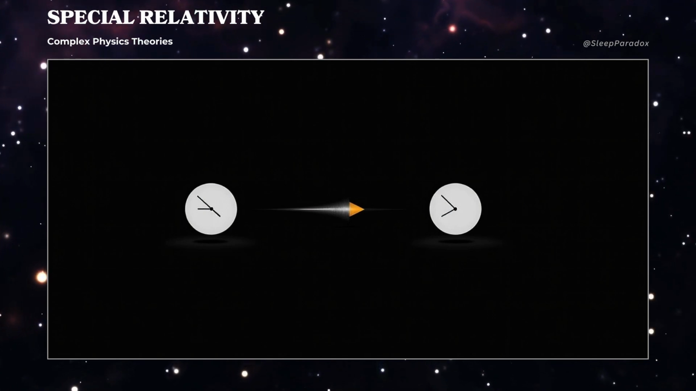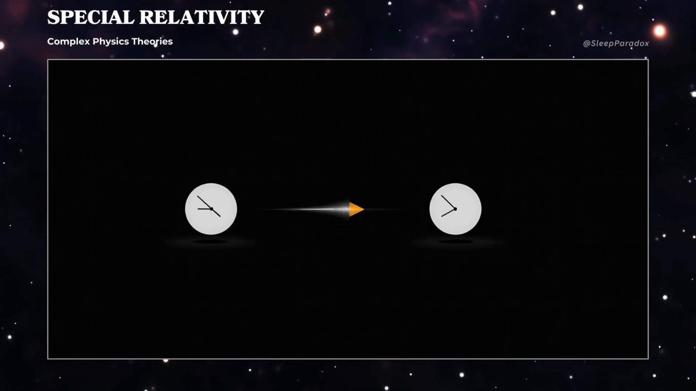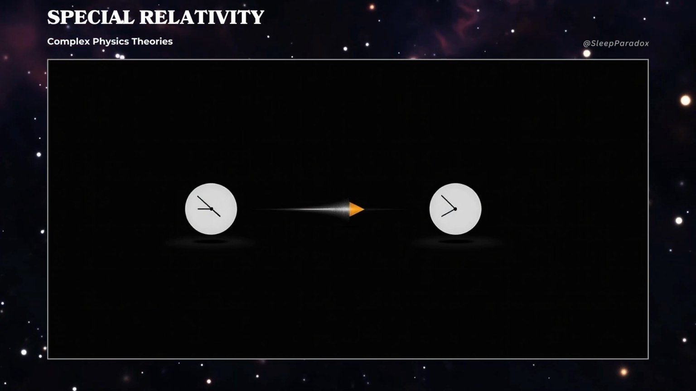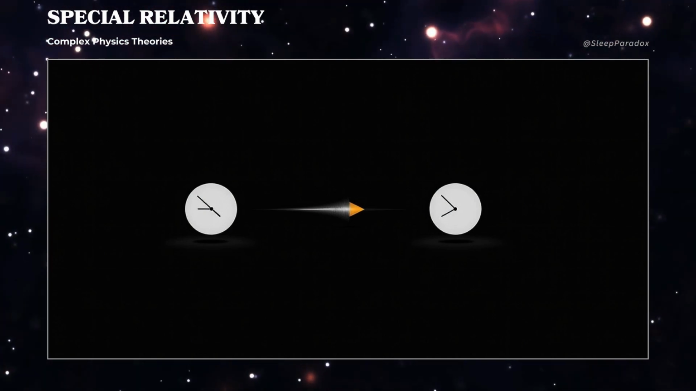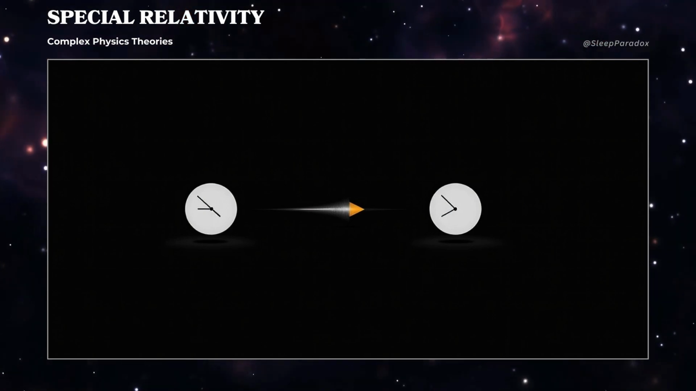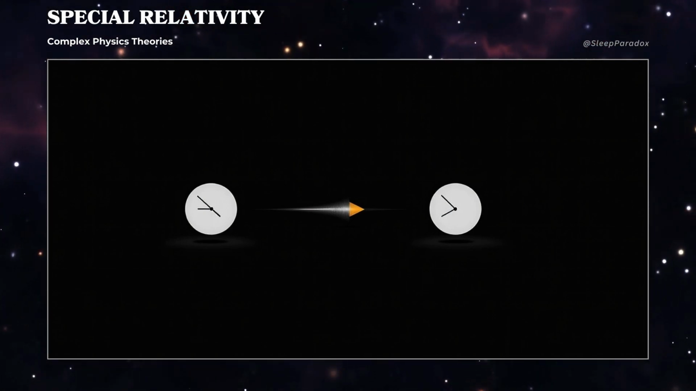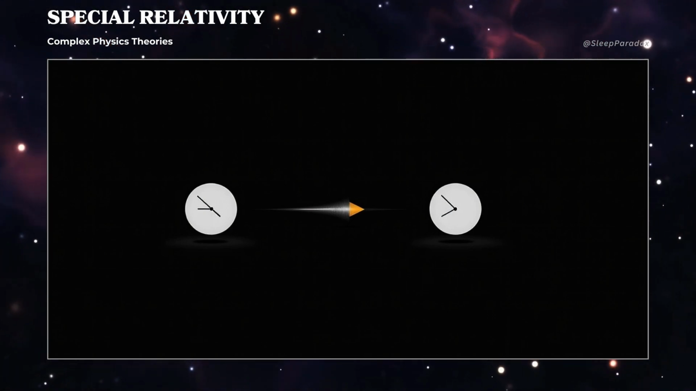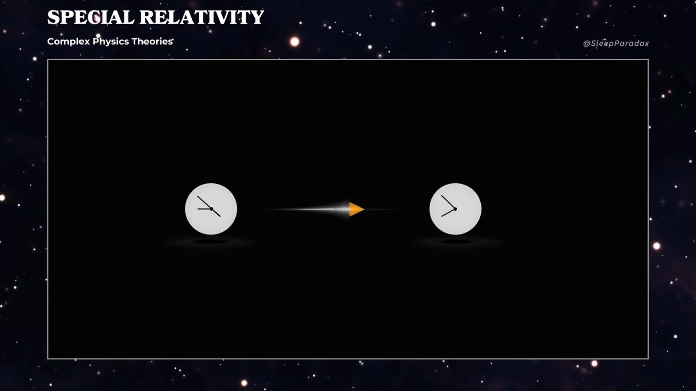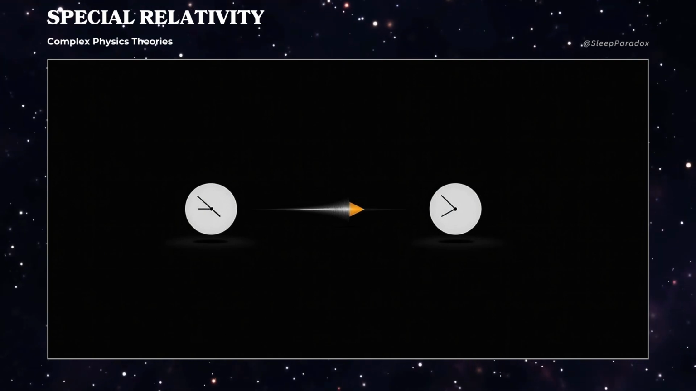Another consequence is length contraction. If you are traveling at high speed, objects in the direction of motion appear shorter. From your perspective, the space you're moving through becomes compressed. This effect becomes noticeable only at speeds approaching the speed of light, but it is a real and measurable feature of the universe.